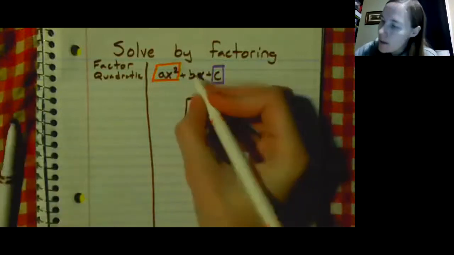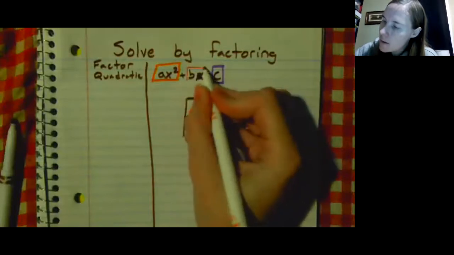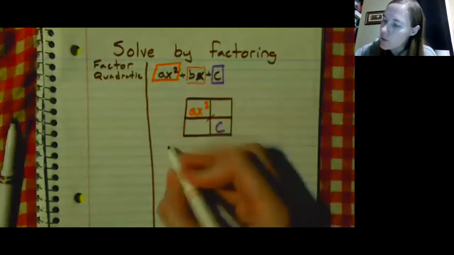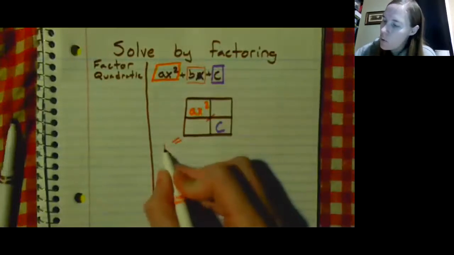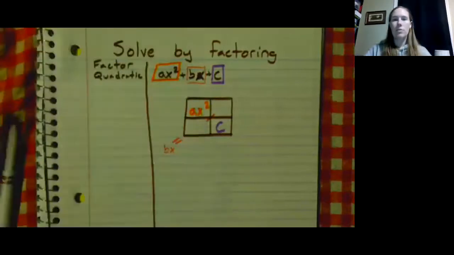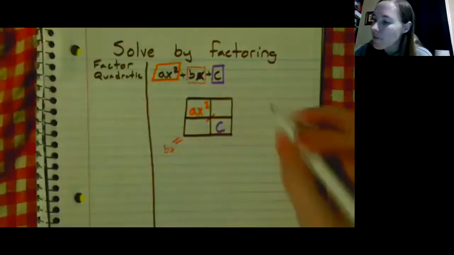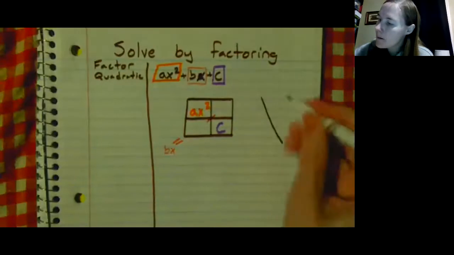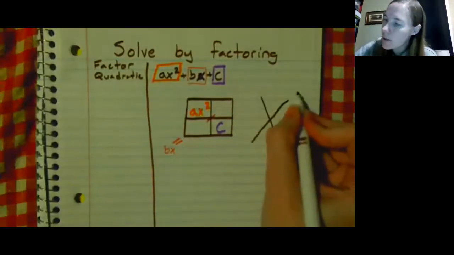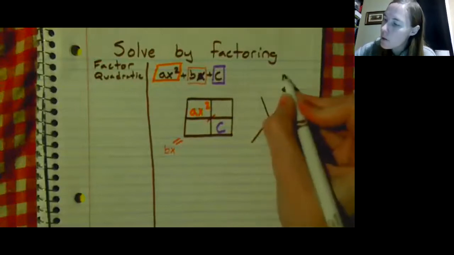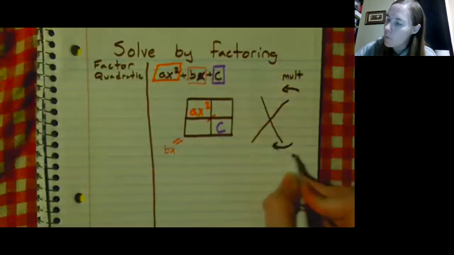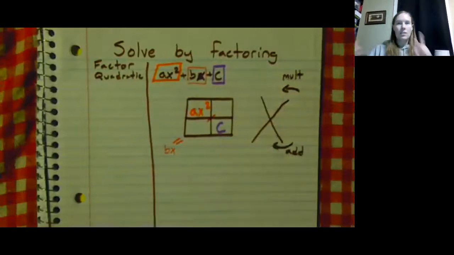This b, when you add these together, it's going to equal whatever that is. And the way we get those numbers is by using our X factor. And remember the rules of our X factor? To get the top, we multiply, and to get the bottom, we add. So just remember that.